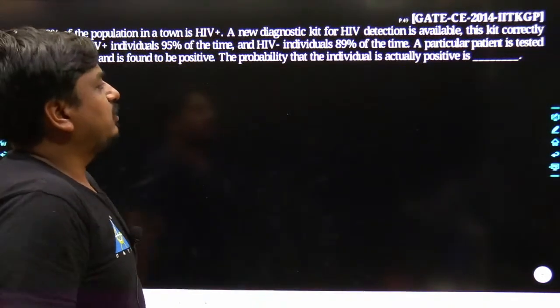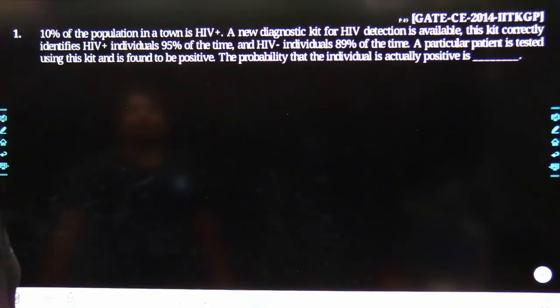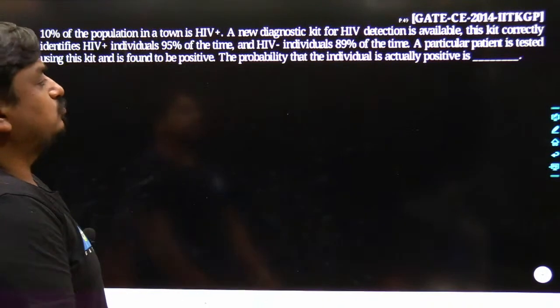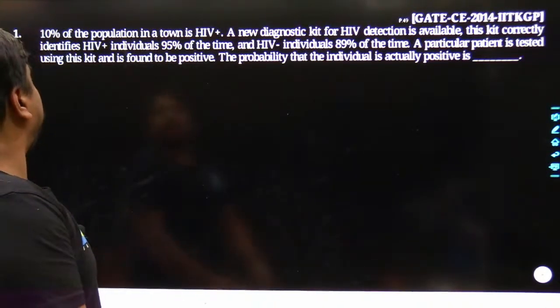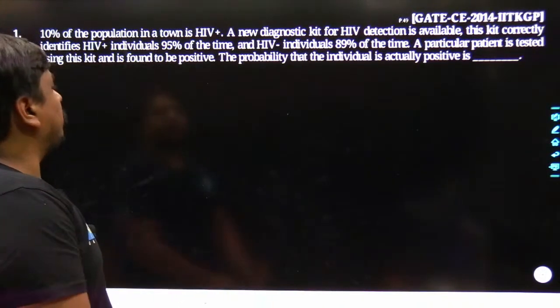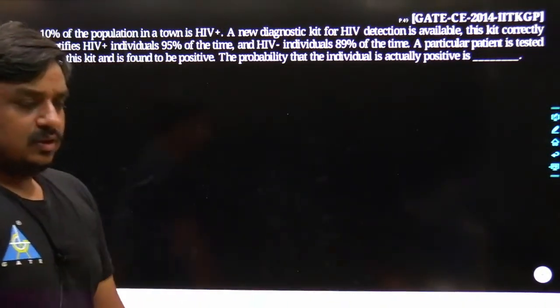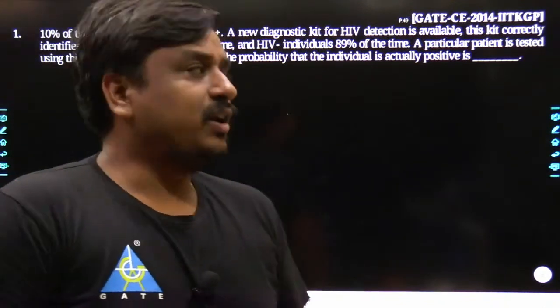This kit correctly identifies HIV positive individuals 95% of the time and HIV negative individuals 89% of the time. A particular patient is tested using this kit and is found to be positive. Then the probability that the individual is actually positive is? May I know how much exact answer we would be getting for this problem?